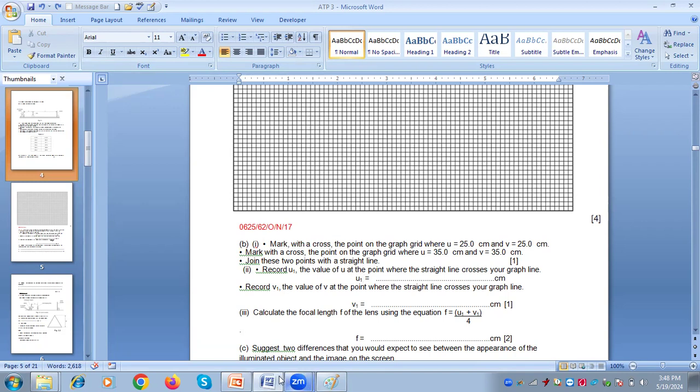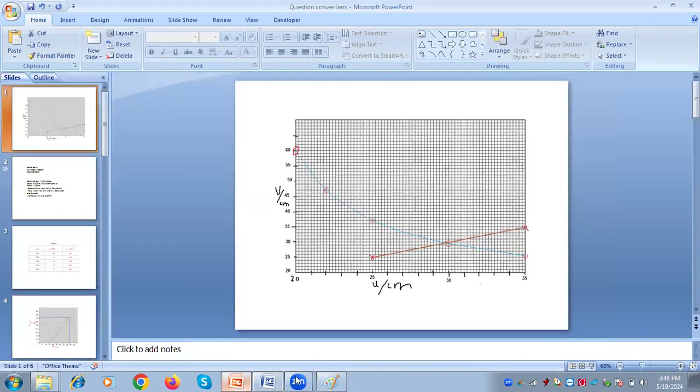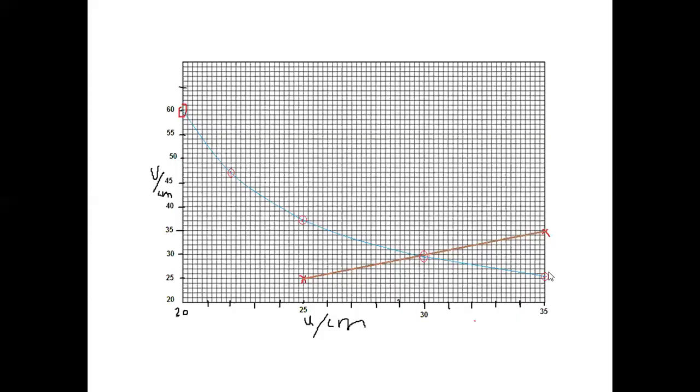Let us see what is done here. For 35, u and v are 35, see, v is 35, u is also 35. And here u is 25 and v is also 25, and the line is drawn to join these 2 points.